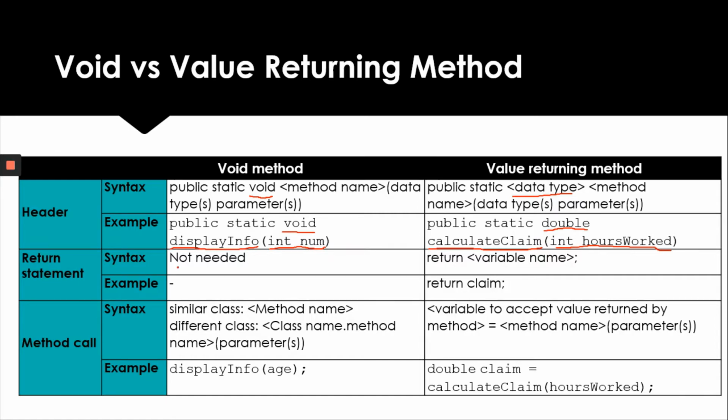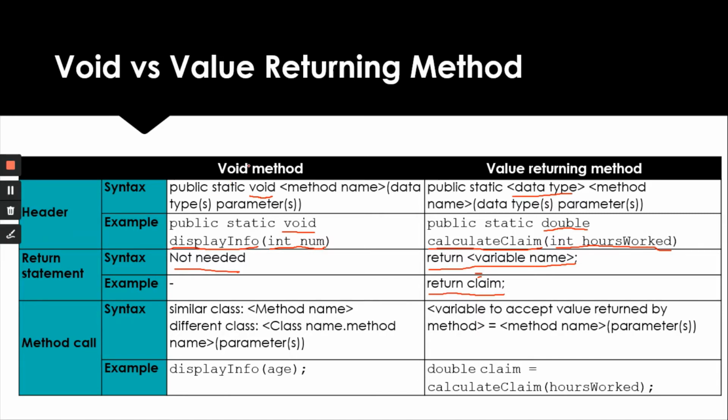For a void method, you don't need any return statement. But for a value returning method, you will need to write the return statement, which consists of the reserved word return, and then you continue with the variable name. As we said just now, this calculate claim method is going to calculate the claim and return the claim value. That's why I put a similar example for the same method where we have return claim. So you might have the calculation before the return statement. Return claim should be the last statement inside your method. Okay, that is the return statement.